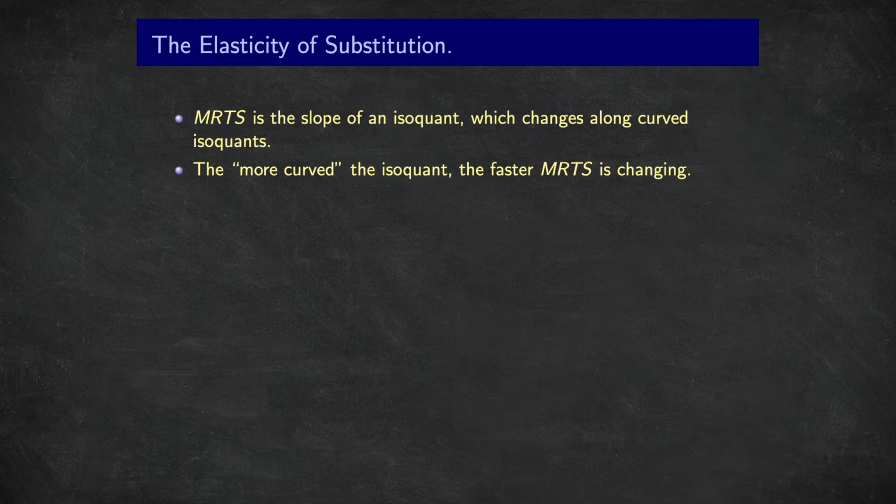Clearly, the curvature of an isoquant is going to tell us something about how fast this marginal rate of technical substitution is changing. Now, in order to develop a measure for this curvature, we use the notion of elasticity of substitution. This is a rather unusual concept the first time you see it, so let's work through an example just to see what's going on before we introduce the formal definition.